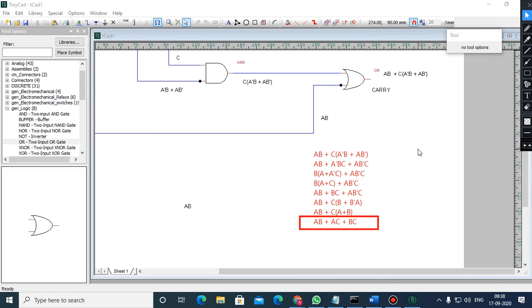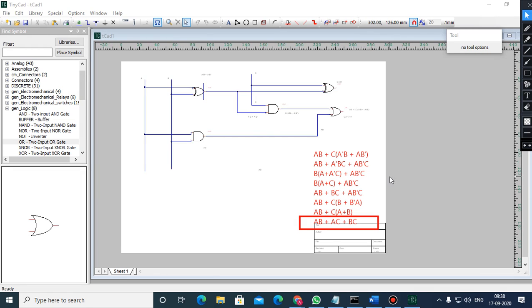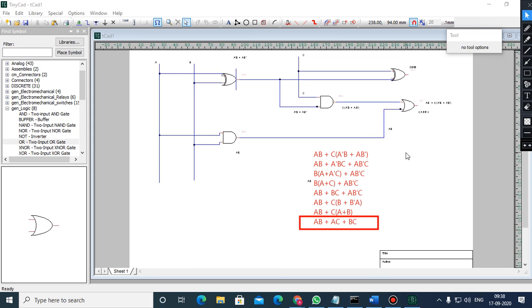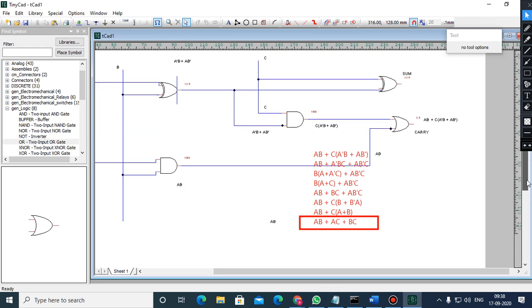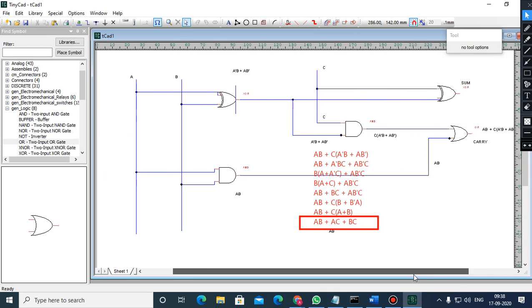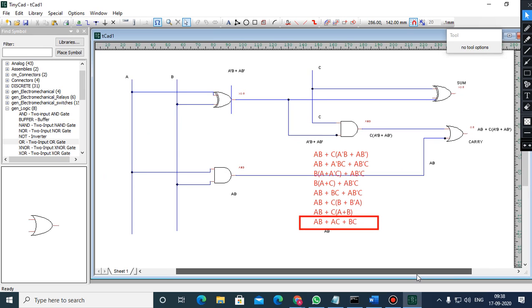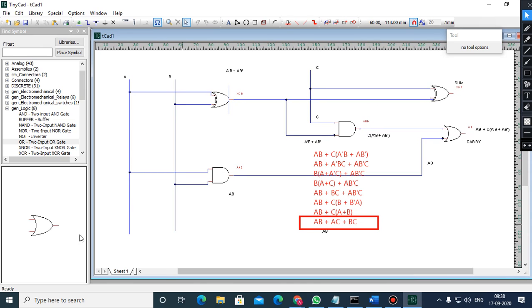So now if there is any confusion, children, you can just take a screenshot of this diagram along with this proof. So please take the screenshot.